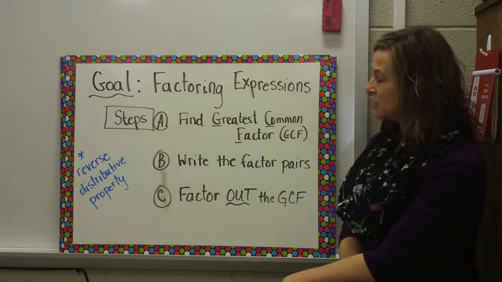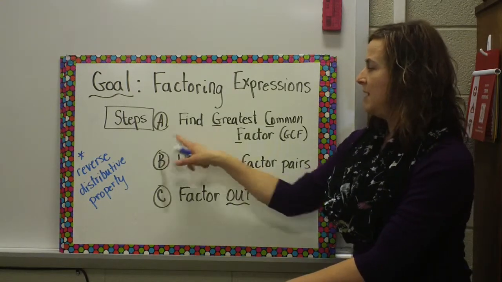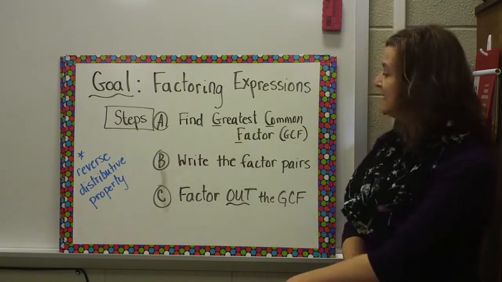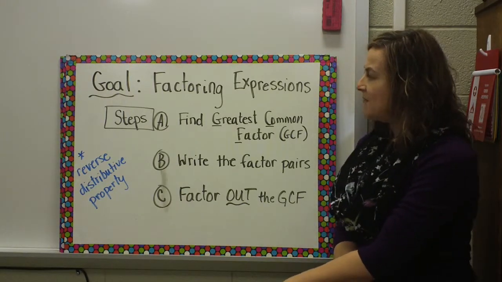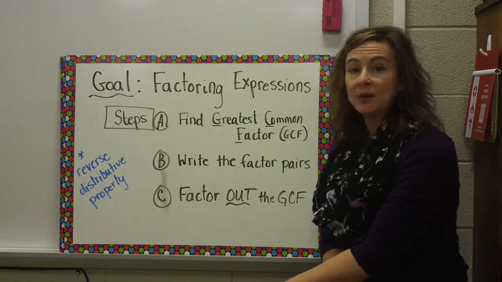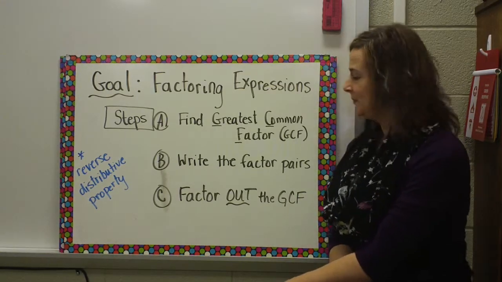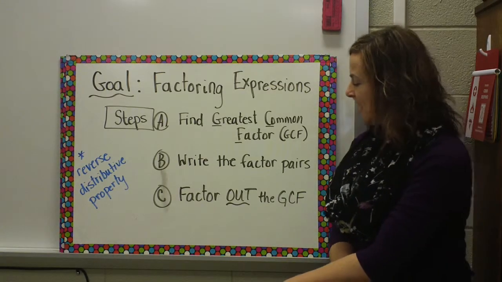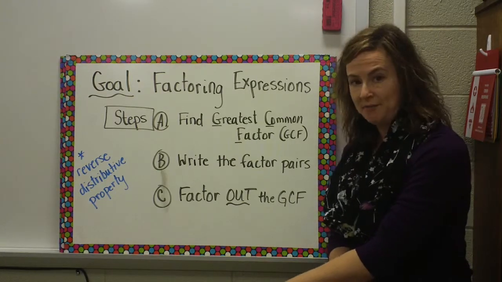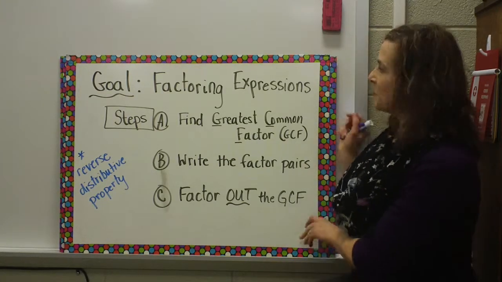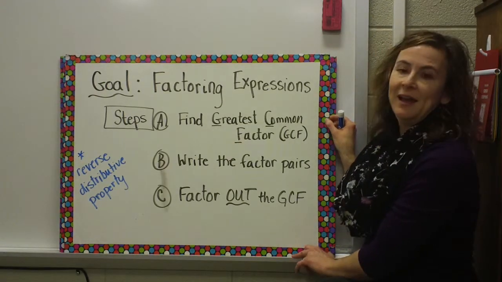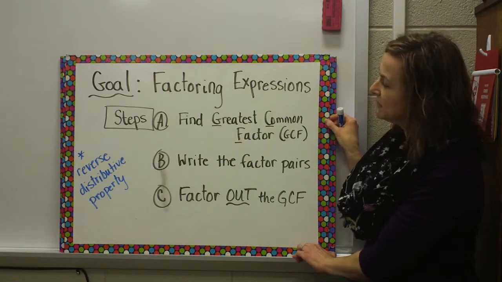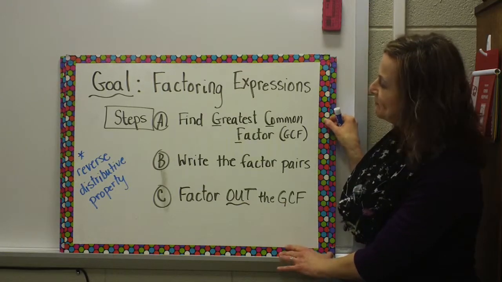In factoring expressions, the very first step is finding the GCF, or the greatest common factor. After you have found the greatest common factor, you're going to write the factor pairs, and last, you're going to factor out the GCF. Again, these steps make more sense when we see them in action, so make sure that you have them copied down, and we're going to take them out for a spin with 3 examples today.